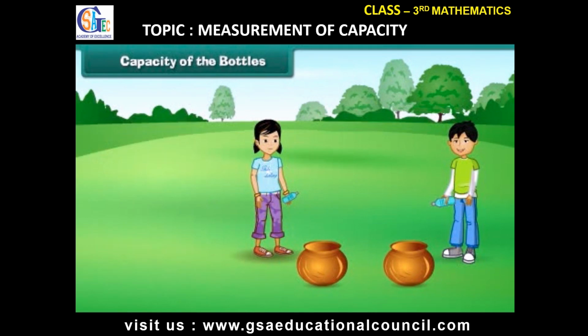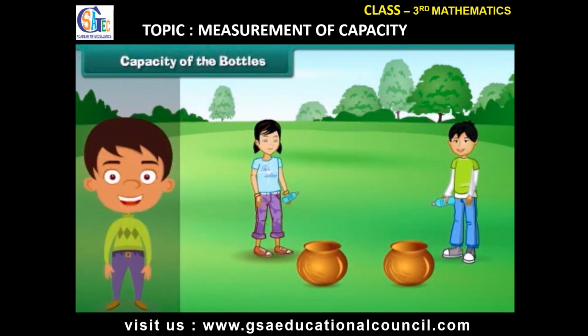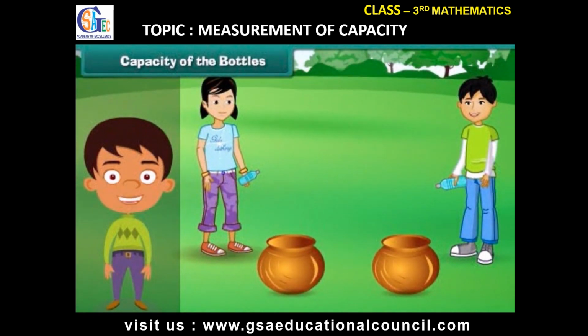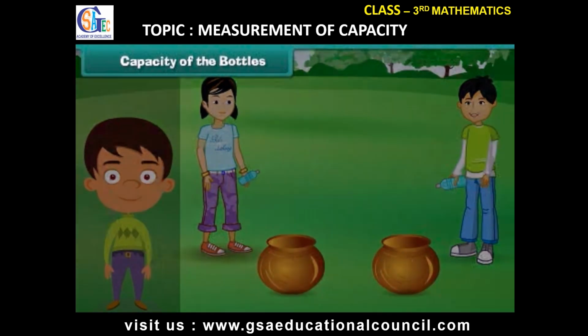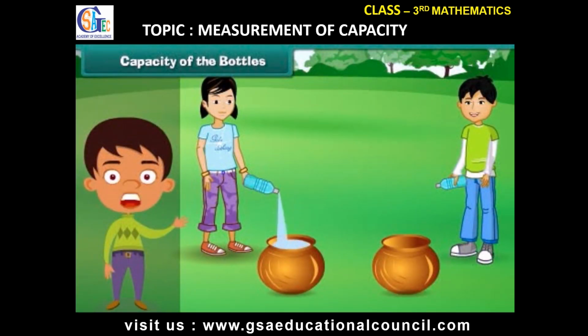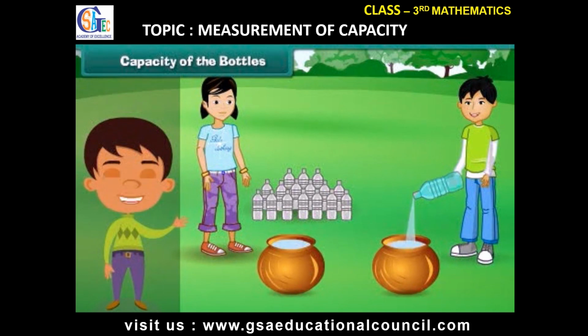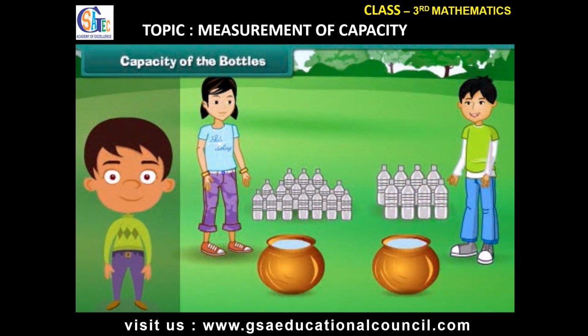Capacity of the bottles. There are 2 pots of the same size. Naima and Naseem have to fill each pot with colored water. They use their own bottles to fill the pots. Naima's pot gets filled with 16 bottles of water, while Naseem's pot gets filled with 8 bottles of water. We can say that Naima's bottle can hold half as much water as Naseem's bottle.